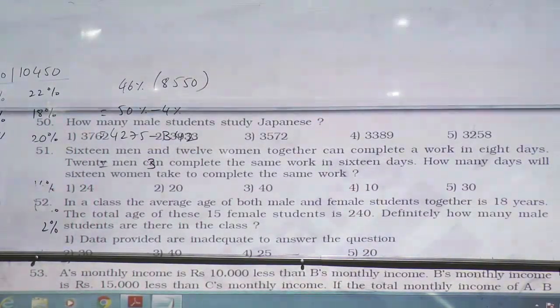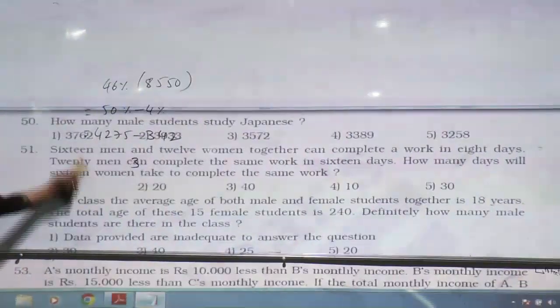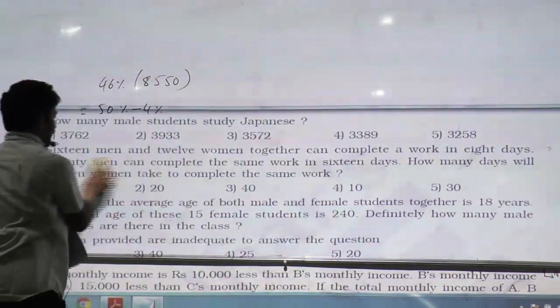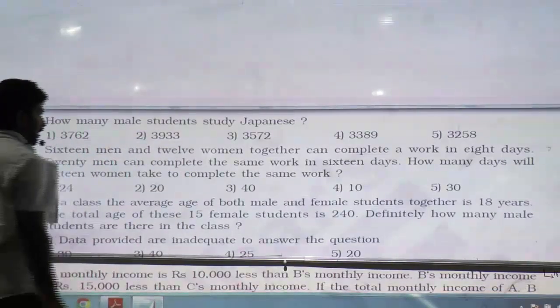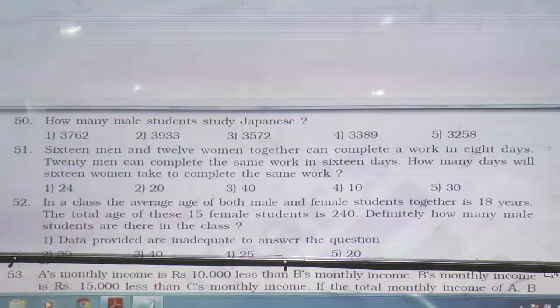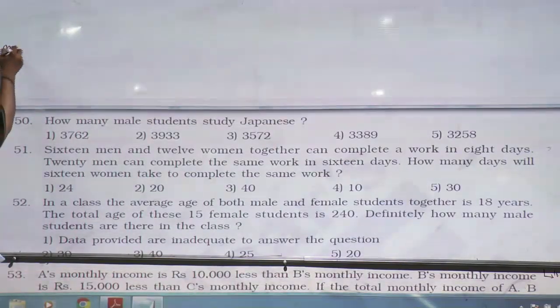16 men and 12 women together can do work in how many days? 8 days. 20 men can complete the same work in 16 days. How many days will 16 women take to complete the work? So when you have information like this, you need to have relation between men and women. So for that we need to have same number of days.